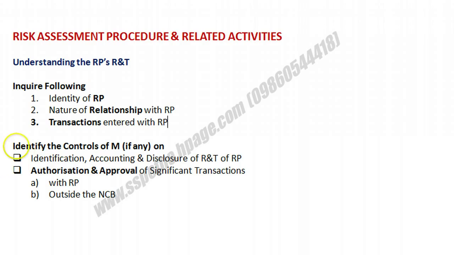After that, you have to also identify the control of management on such identification, accounting and disclosures of relations and transaction. इस तरह के disclosure पे क्या management का control है identification, accounting या disclosure पे. And second, you have to see whether there is a control of management on authorization and approval of significant transactions. कोई important transactions होते हैं तो क्या authorization या approval लगता है management का when such transactions takes place with the related party या फिर outside the normal course of business.